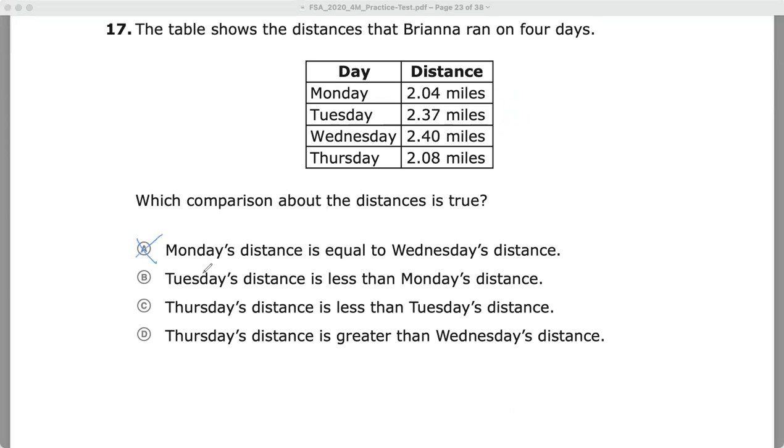B says Tuesday's distance is less than Monday's distance. So for that to be true, 2.37 would have to be less than 2.04. 3 is greater than 0, so that's not true.